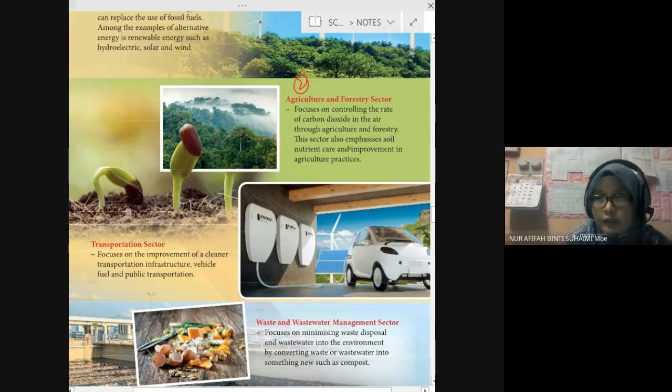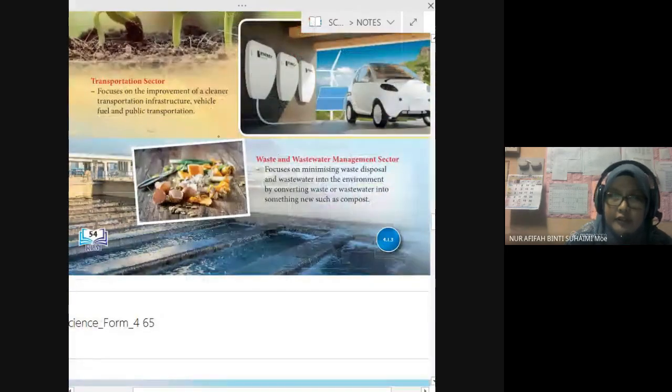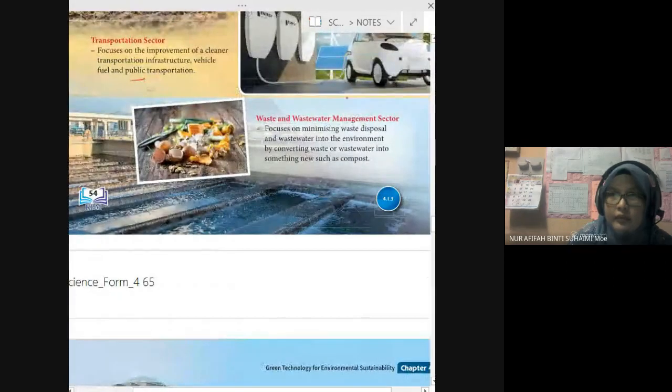For soil, emphasis on soil and nutrient, and also focus on farming and agriculture, forest, conserve forest. Okay, transportation sector for vehicles, transportation, public. Waste and wastewater management. Okay, this is one for waste disposal, where to dispose the waste and wastewater.